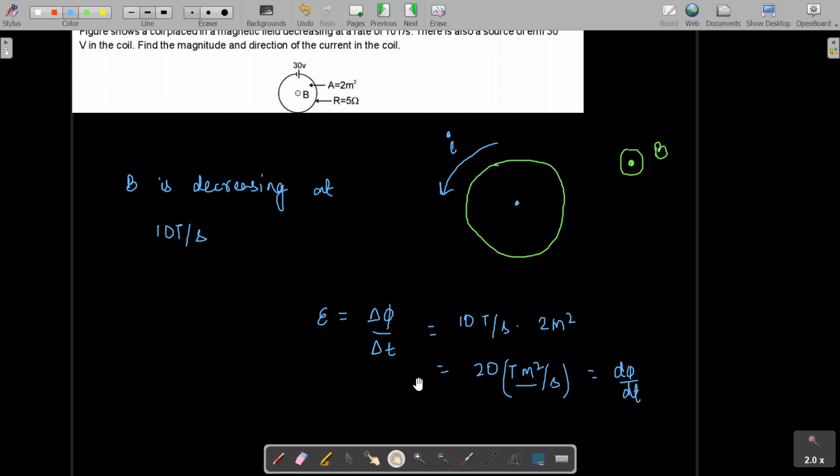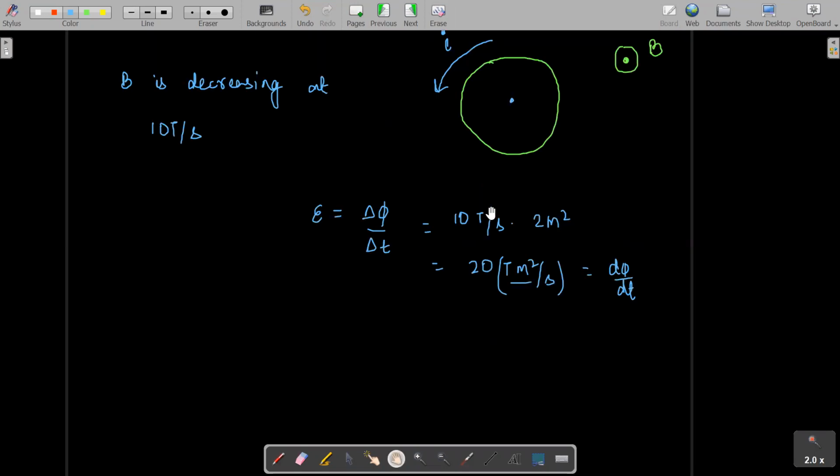So the rate of change of flux will be equal to the rate of change of magnetic field into area, if it is constant. If the rate of change of magnetic field is constant, the value of EMF induced will simply be the rate of change of magnetic field into area. So E will be equal to 20 volts.